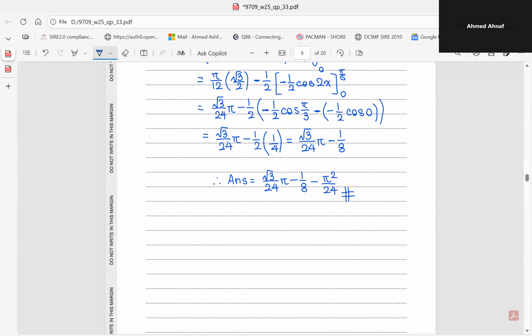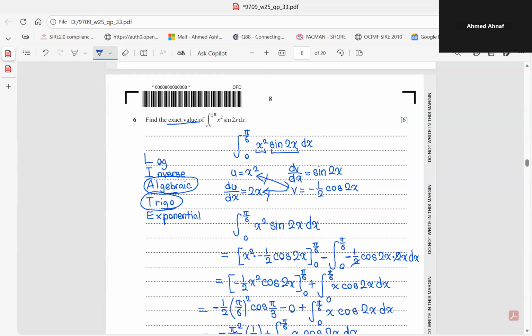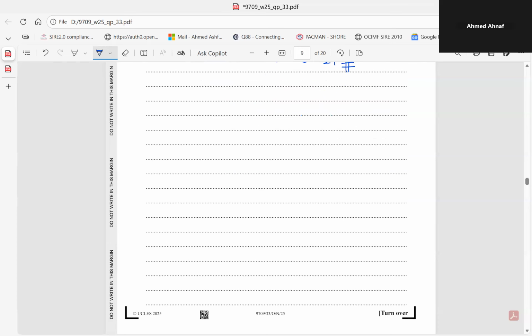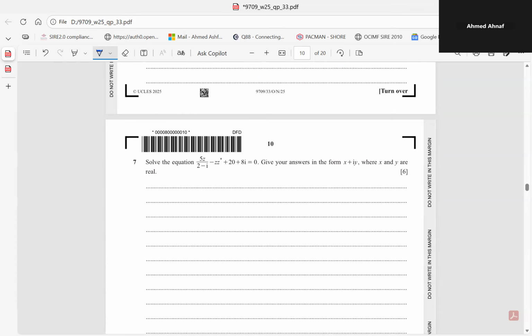If you want to check whether your integration is correct, just type this exact integral into your calculator, if your calculator supports that, and see if you get this exact answer. Okay, so with that, let's head on to the next question.